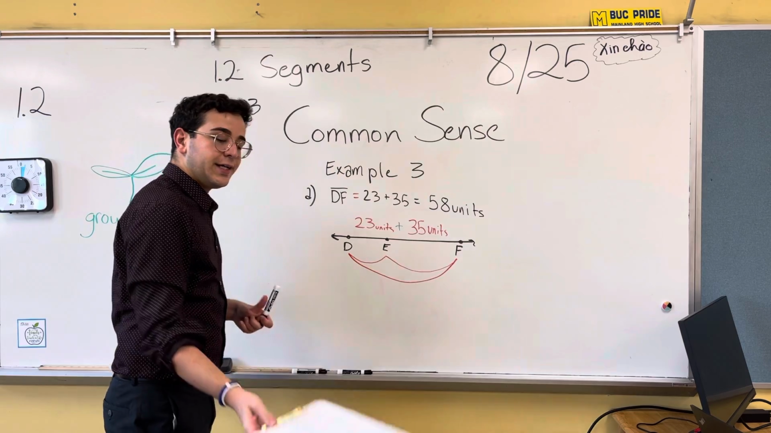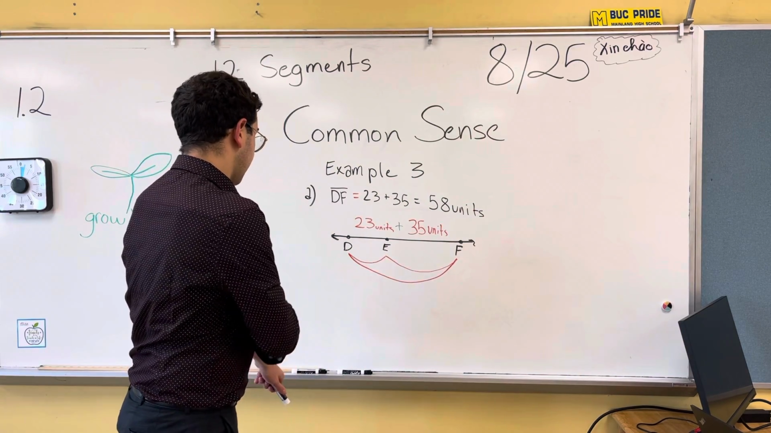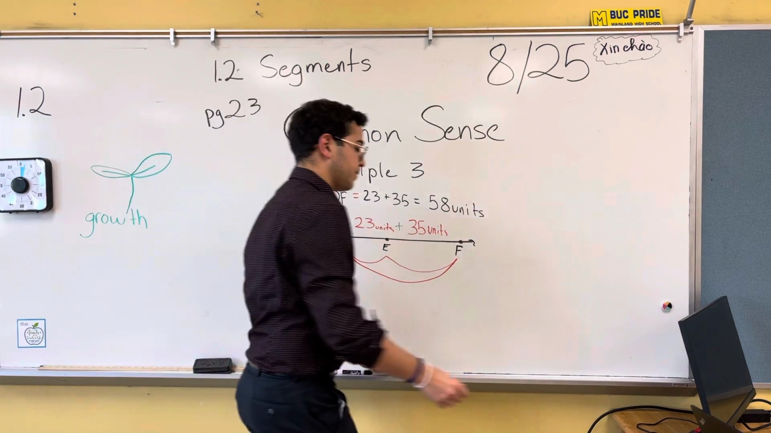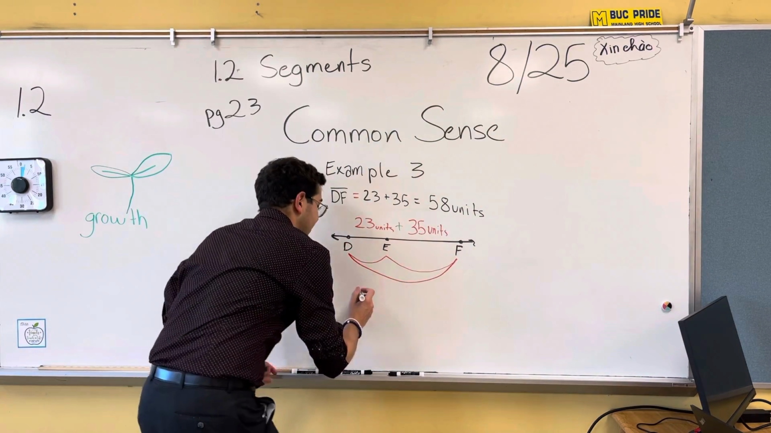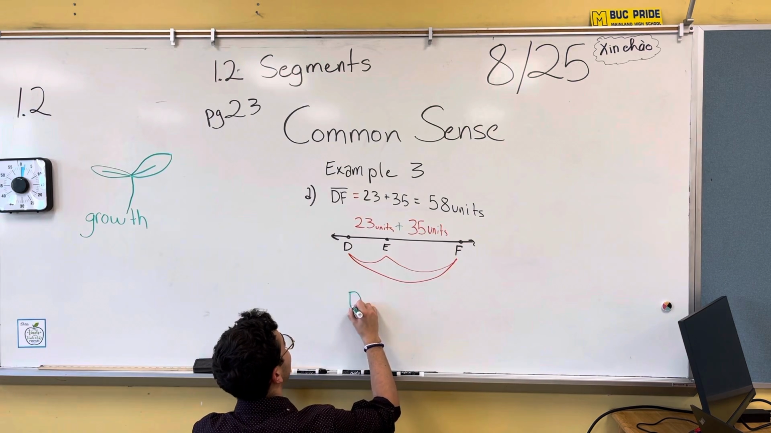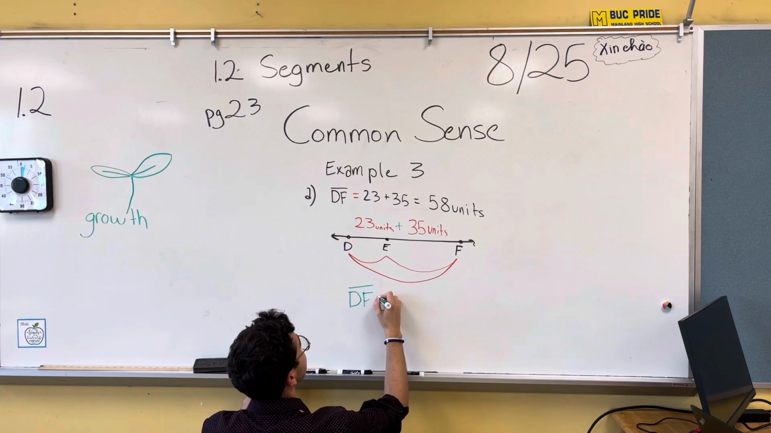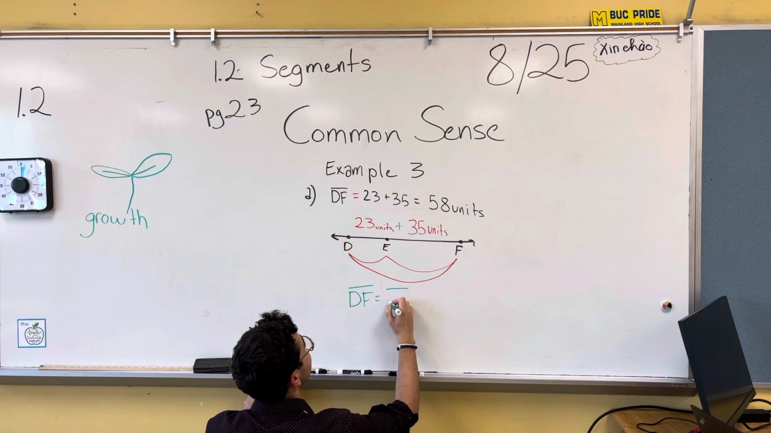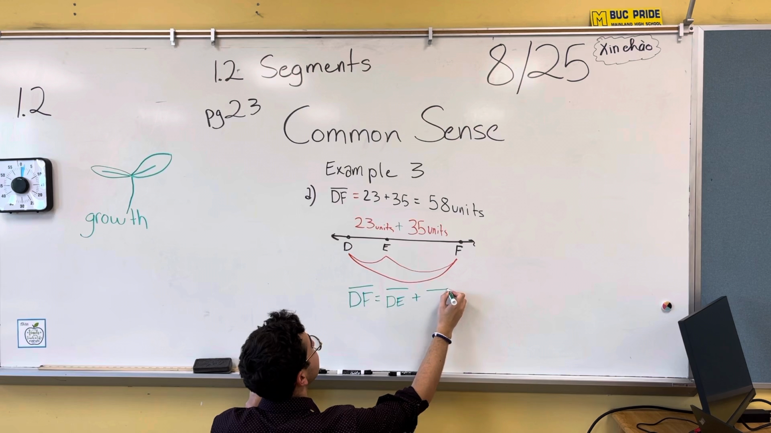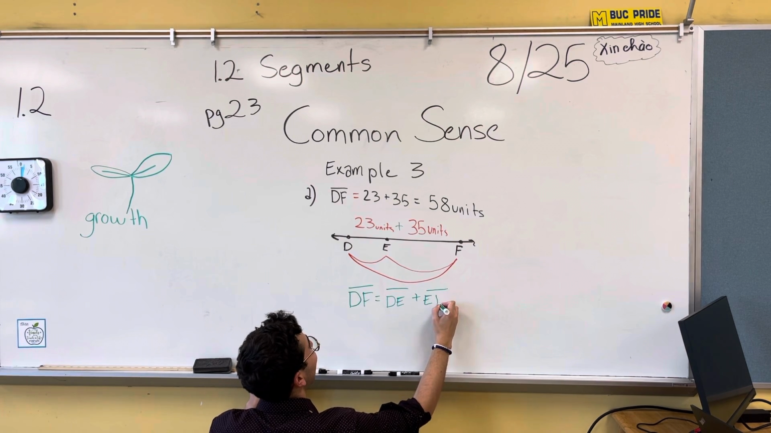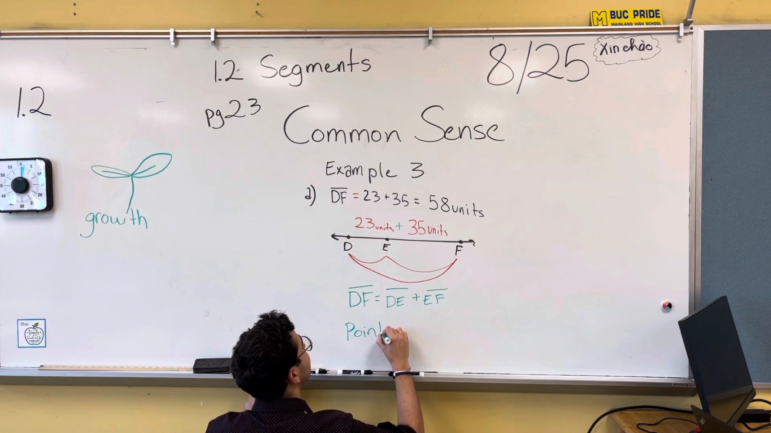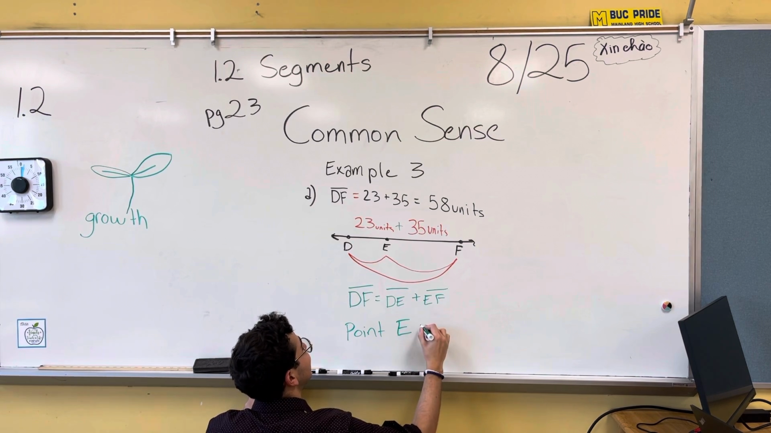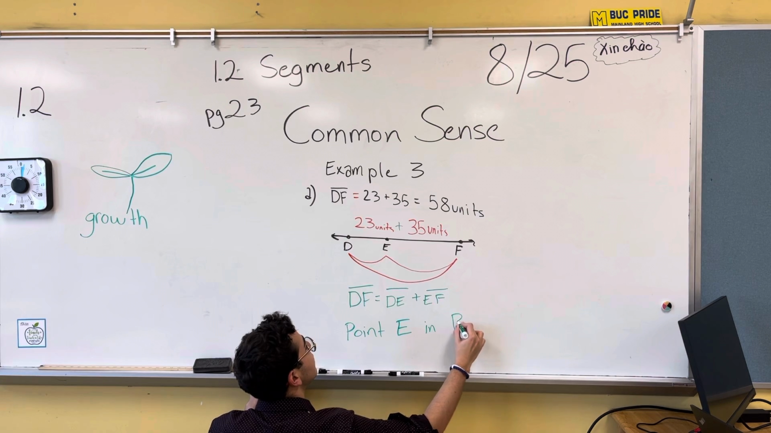To get very technical for a second, all we need to remember on a technical standpoint is that line segment DF is equal to the addition of line segment DE with line segment EF, because E, again, point E is between.